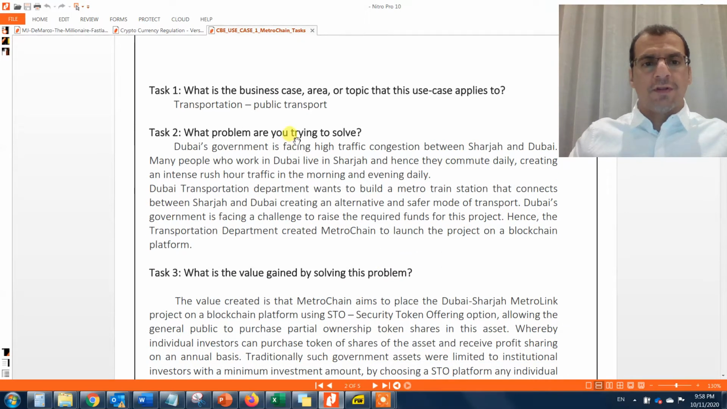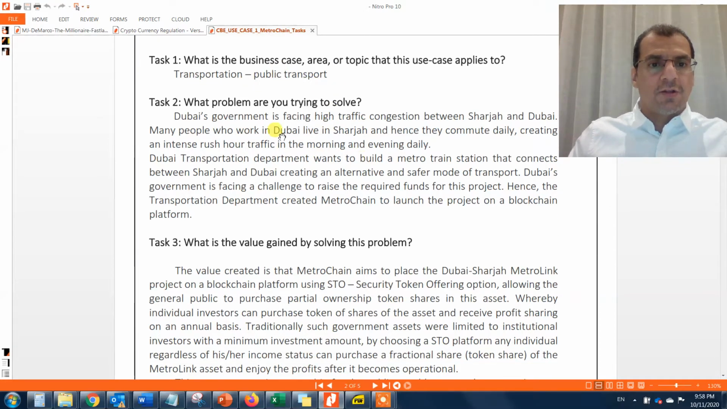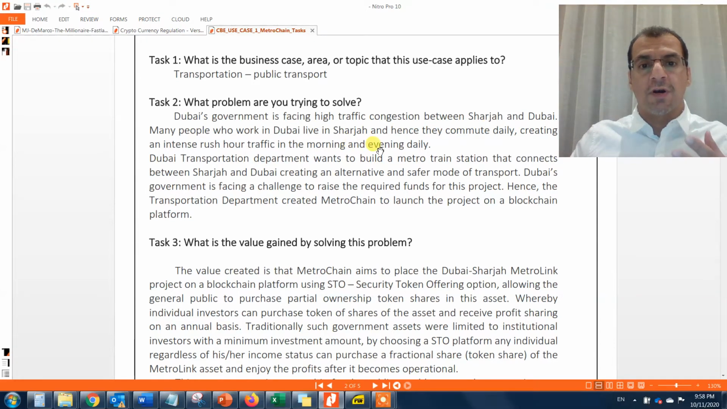All right, let's go ahead and dig into the questionnaires now. So, the first two are pretty straightforward, right? What is the business area? Transportation, public transport. What problem are you trying to solve? Dubai's government is facing high traffic congestion between Sharjah and Dubai, as we said earlier. Many people who work in Dubai live in Sharjah and hence commute daily, creating intense rush hour traffic in the morning and evening. The Dubai Transportation Department wants to build a metro station that connects to Sharjah, creating an alternative, safer mode of transport, and Dubai's government is facing a challenge to raise the required funds for this project. Hence, the Transportation Department has created MetroChain to launch the project on a blockchain platform.